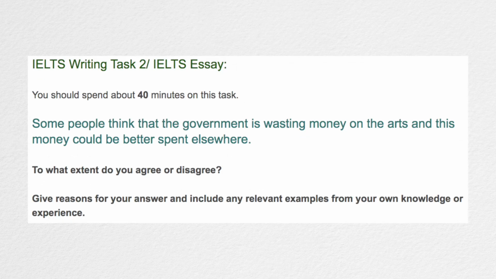The essay that I wrote was in response to a question that just came one day in IELTS Task 2, and that question was, some people think that government is wasting money on the arts and this money could be better spent elsewhere. This is the question that just came in one of the IELTS tests, and I decided to write an essay about it just to give you an example of what you can write in the IELTS test.